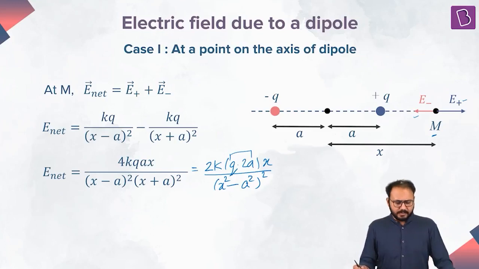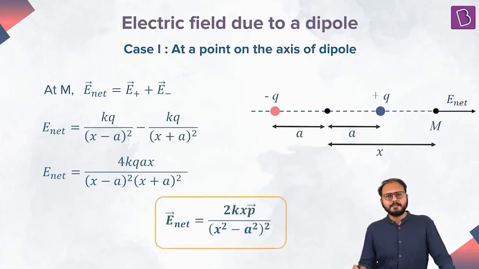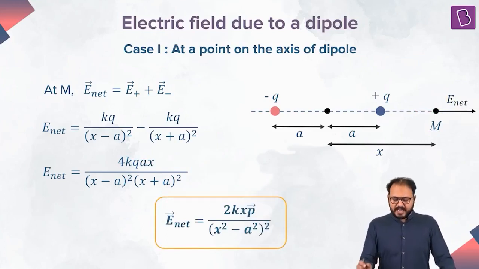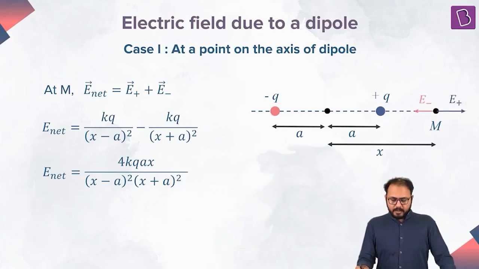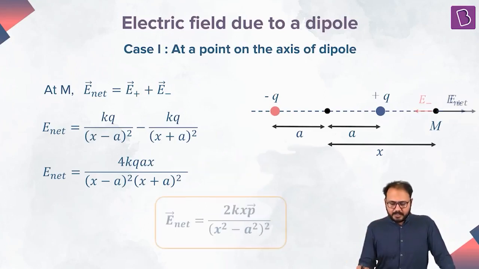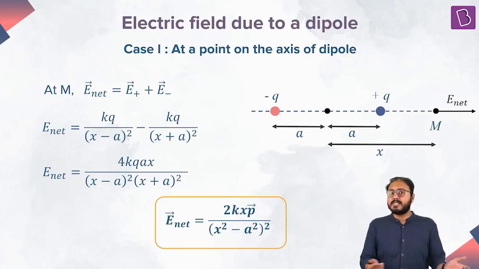Why did I do that? For a reason. And the reason is this. E net comes out to be 2kxp upon (x square minus a square) whole square. Look at this. This q into 2a, I am substituting as p, and look what happens. What's the benefit? The benefit is I actually define the direction of the field also.